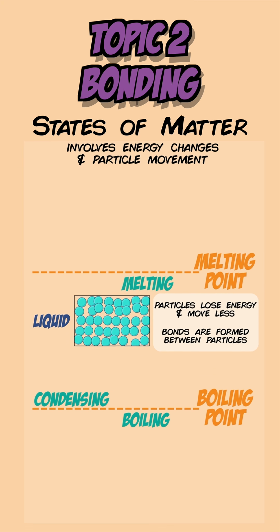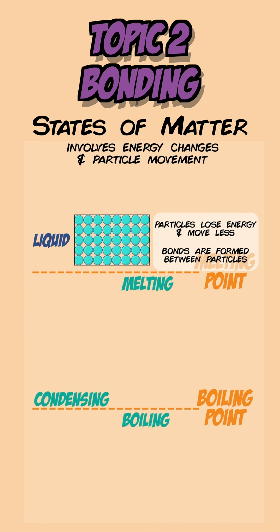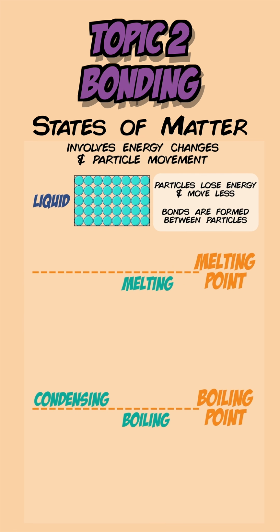When the particles in a liquid are cooled even more to their melting point, they lose more energy. This causes them to move less and form more bonds between them, causing the liquid to become a solid, and this process is called freezing.